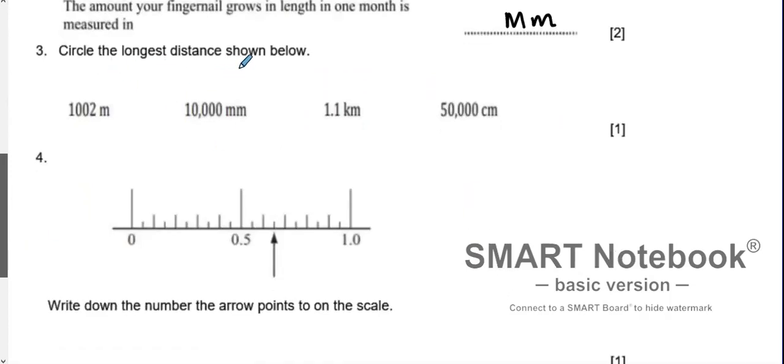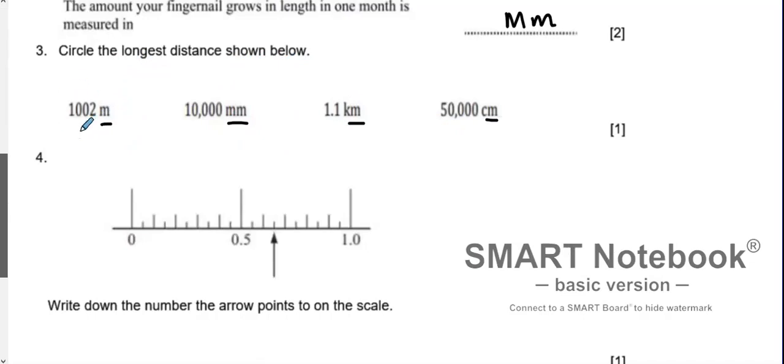Circle the longest distance shown below. You have 1,002 meters. You have 10,000 millimeters. You have 1.1 kilometers. You have 50,000 centimeters. So I have meters, centimeters, kilometers and millimeters here. I have to circle the longest distance shown below. So what I'm going to do is convert everything into millimeters.